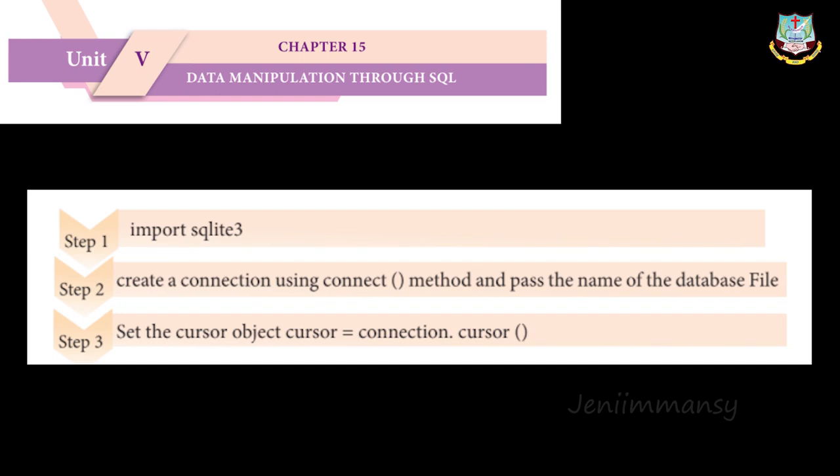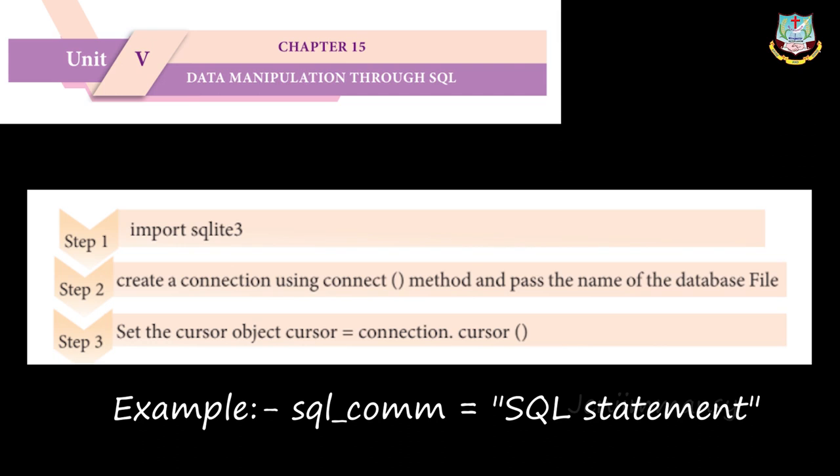To create the table inside this database, we create an object and then write the SQL command in it. One example is given: SQL underscore COMM is equal to, inside double quotes, the SQL statement. For executing the command using this object, what is the object name? Cursor, right? Using the cursor method, we pass this SQL command as a parameter. Many commands can be stored inside this SQL command, and they can be executed one after the other.